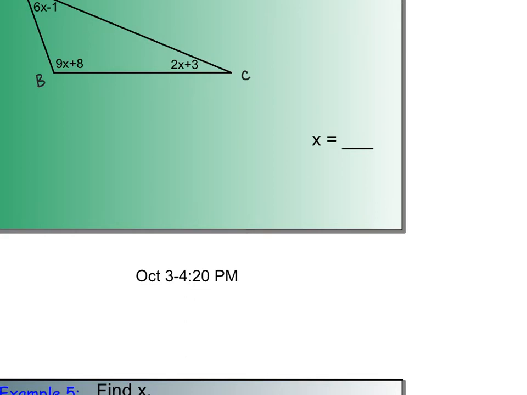Let's combine some like terms, 6x, 9x, and 2x. That's 17x. Then I'm going to combine -1, +8, and a +3. It's a +10. All of those like terms combined should add to 180. We can assume that each of these were degrees, even though they weren't labeled that. So I'm going to subtract 10, so that means 17x is equal to 170 degrees, and therefore x is equal to 10 degrees. Okay, a little problem solving skills there, but very similar to the first two examples.